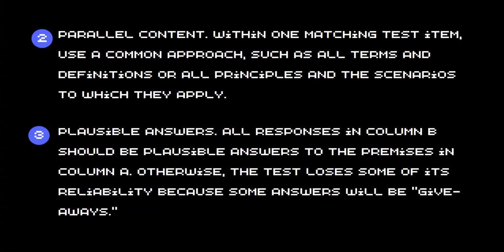So second, parallel content. Within one matching test item, use a common approach such as all terms and definitions or all principles and scenarios to which they apply.